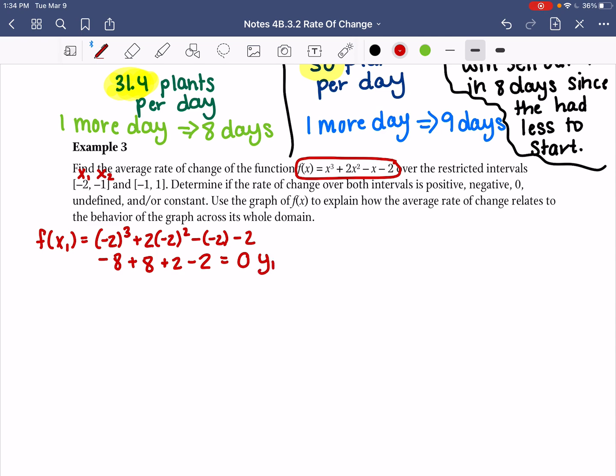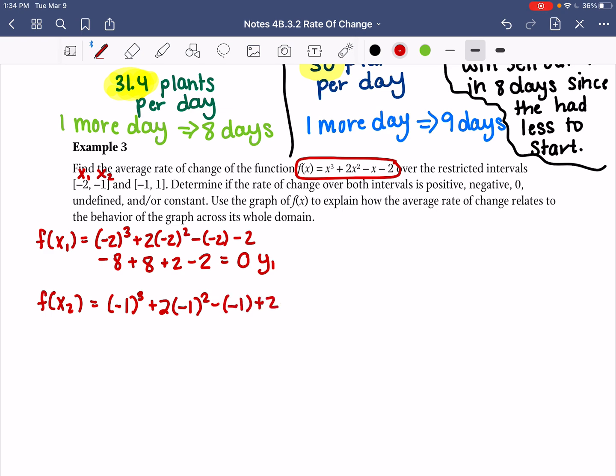So that's y1 right here. All right, now we need to find y2. So we plug in f of x2. This time I'm plugging in -1. So -1 cubed plus 2 times -1 squared minus -1 plus 2.